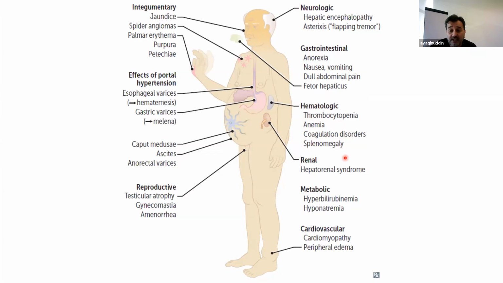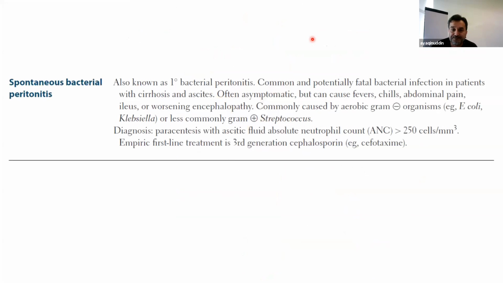There might be hepatorenal syndrome happening. There might be metabolic effects because of hyperbilirubinemia and hyponatremia, and cardiovascular effects, which can lead to peripheral edema because you are not producing enough albumin. So there would be dependent edema because of the reduced oncotic pressure. So these are all signs of liver disease because of some functions of the liver.